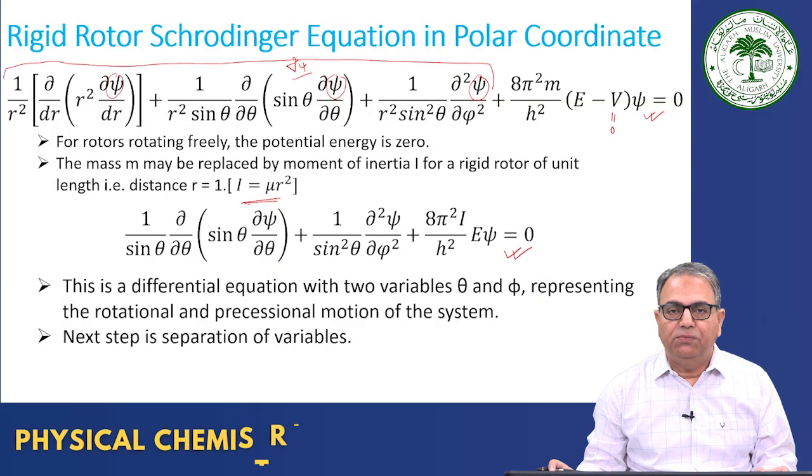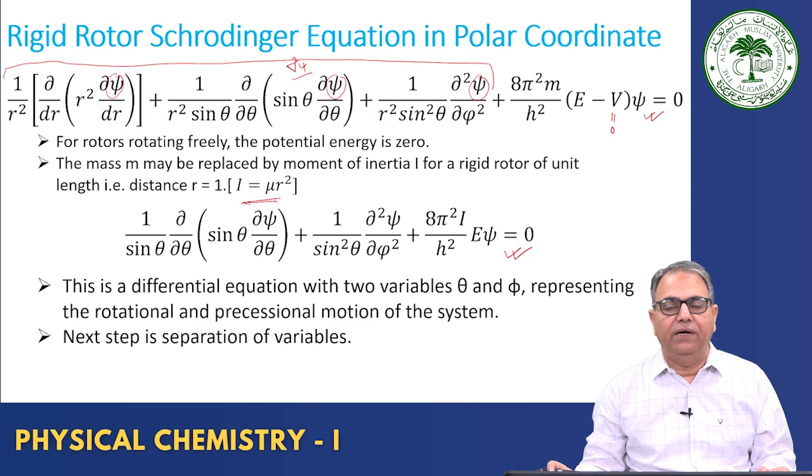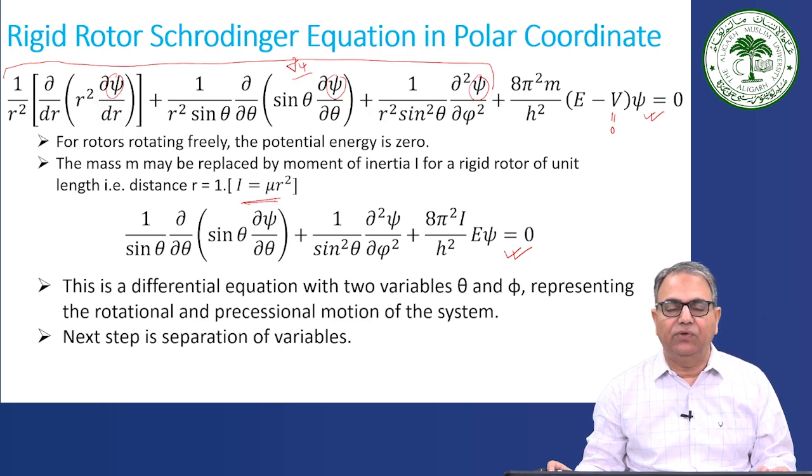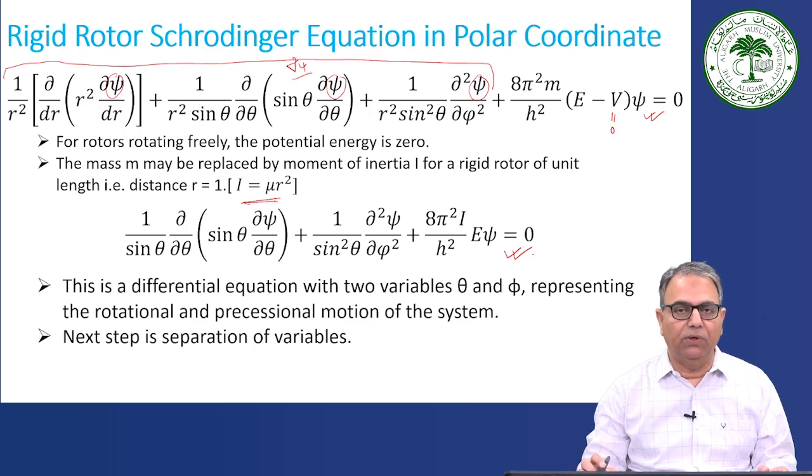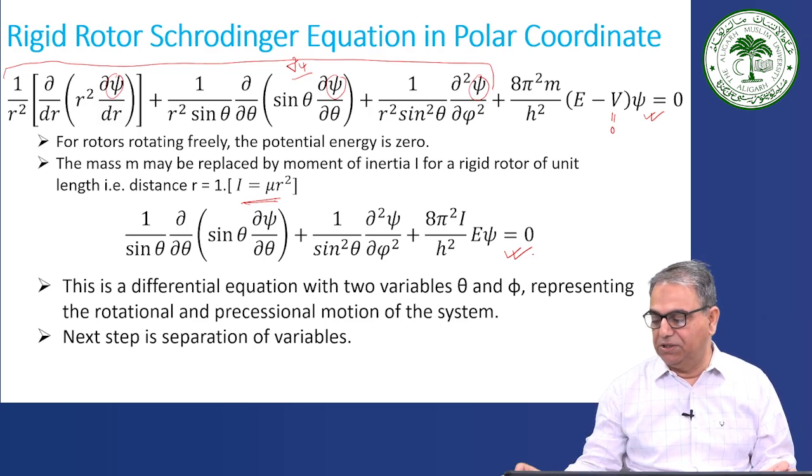Okay, so in the previous module, we talked about the spherical polar coordinates and the Schrodinger wave equation in spherical polar coordinates for the rigid rotor, where the distance between the two masses is equal to r, which we have taken as 1. We said that the Schrodinger wave equation has only two variables, theta and phi. This equation we talked about. And in this module we will start with the separation of variables.